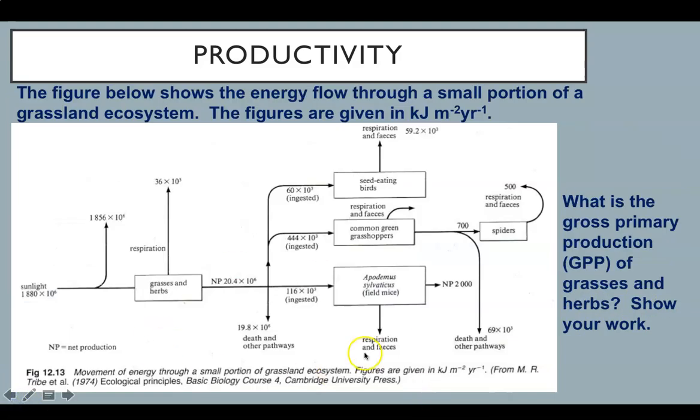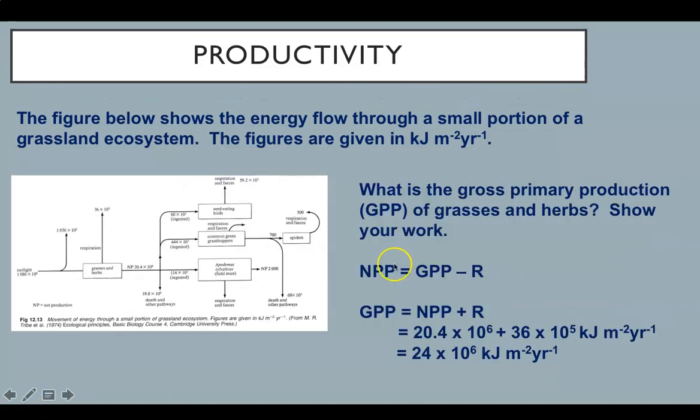Using this same diagram, can you complete the following? What is the gross primary production of grasses and herbs? Make sure to always show your work. Stop the movie and attempt the calculation. Well, we know that the formula is NPP equals GPP minus R. So in order to calculate the GPP, we just rearrange the equation to NPP plus R. And then we take the values from the diagram and we come up with 24 times 10 to the 6 kilojoules per meter squared per year. Make sure that this makes sense to you.